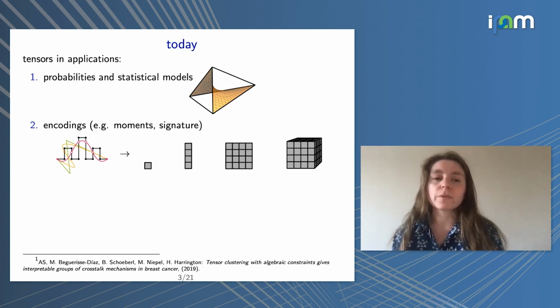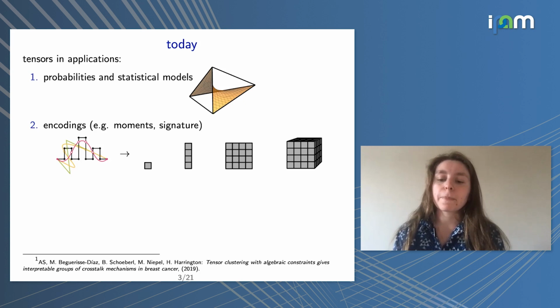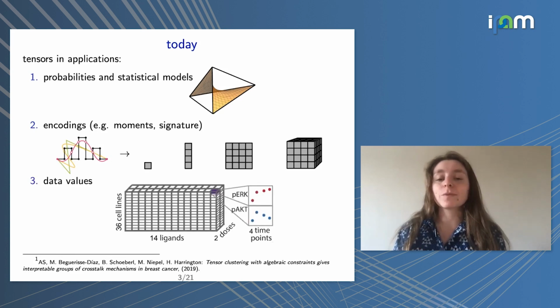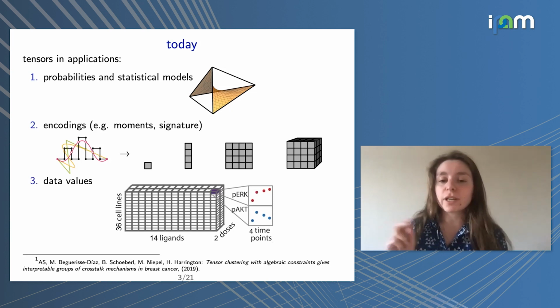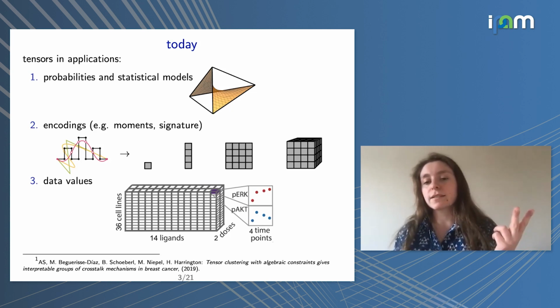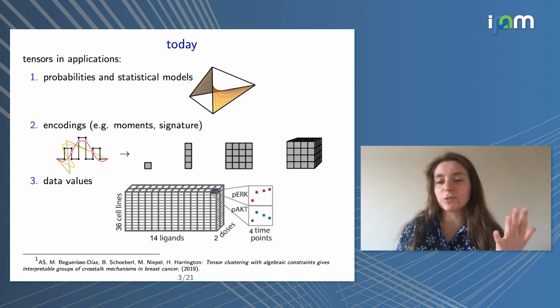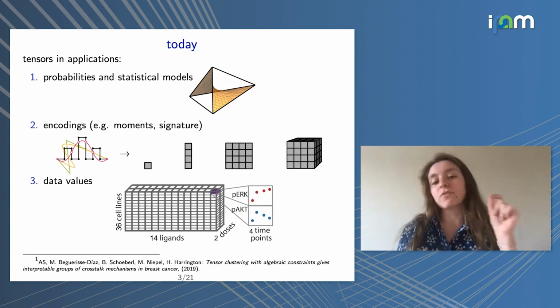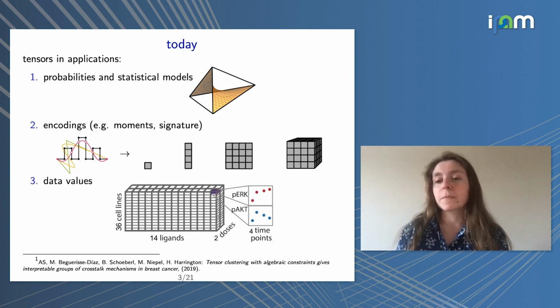And then another situation where tensors arise in looking at data is where the actual entries of the tensor are some data values. Each entry is a data value. So here's an example of a particular data set. This picture represents an order 5 tensor. So we have different cell lines, different ligands, different doses, different time points, different output measurements. So those are our 5 indices. And once we fix the value for each of these, we get a number which we obtain from some experiment.